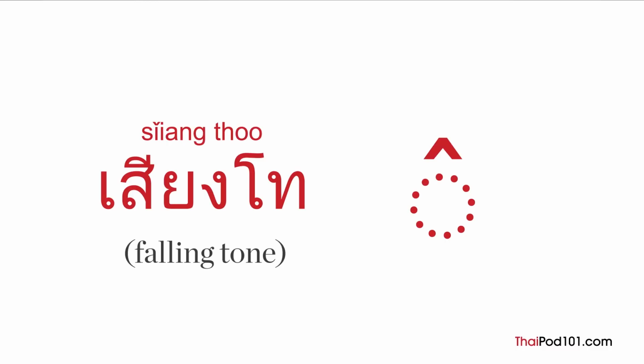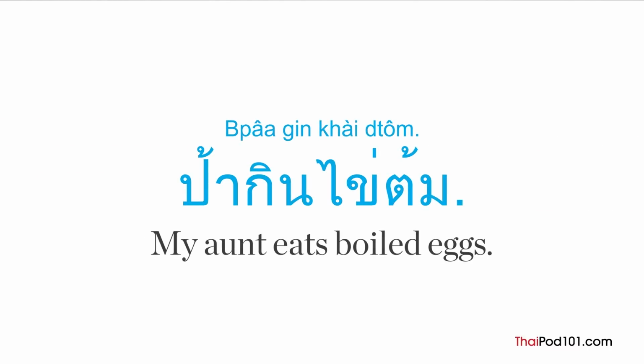Now, to show you the difference of this tone compared to other tones, I'll use a phrase similar to one from a previous lesson. It's ป้ากินไข่ต้ม. My aunt eats boiled eggs. The first and the last word of this sentence are in falling tone. Notice the difference of pitches when I say ต้ม compared to กินไข่. My pitch goes up and slightly down by the time I finish saying the word.